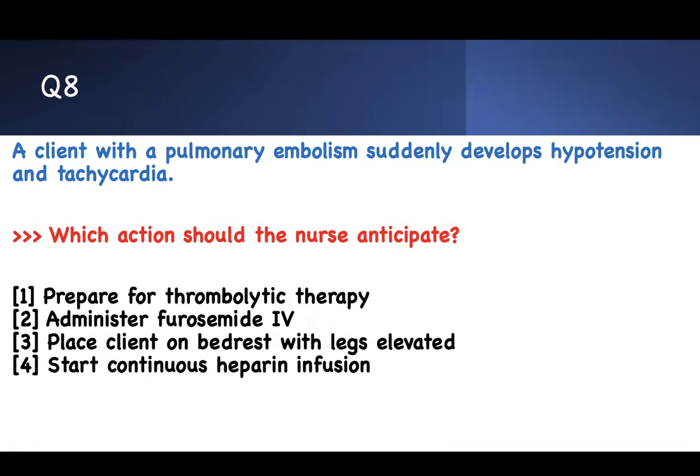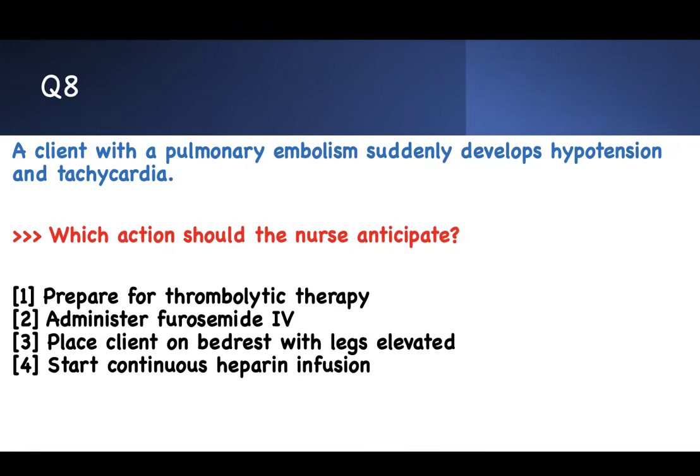Which action should the nurse anticipate? A client with what? Pulmonary embolism suddenly develops hypotension and tachycardia. What would you do? What orders? Prepare for thrombolytic therapy, administer furosemide, place the client on bed rest with the leg elevated, start continuous heparin. This question is straightforward, but you have to think critically and then use common sense, right? I have PE, pulmonary embolism, but what is additional information in the question? Hypotension and tachycardia. Hypotension means I'm getting into shock.